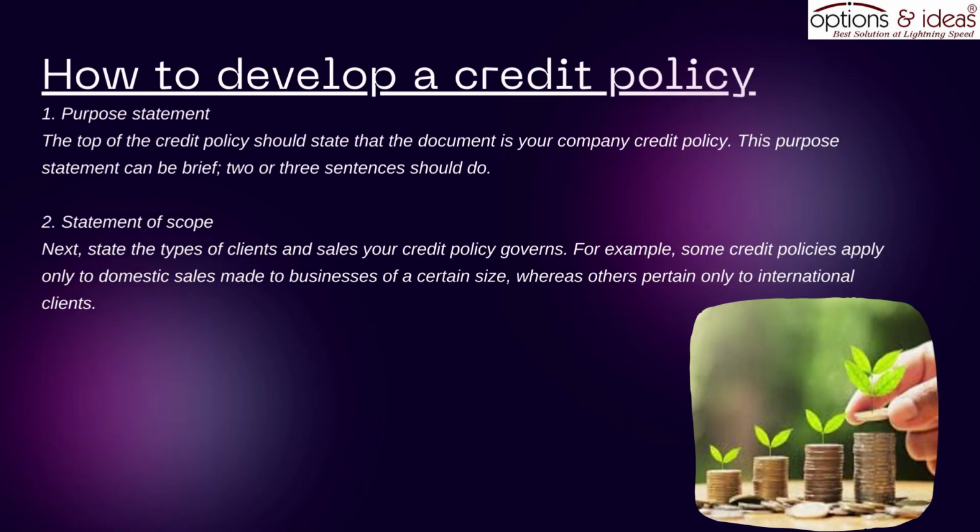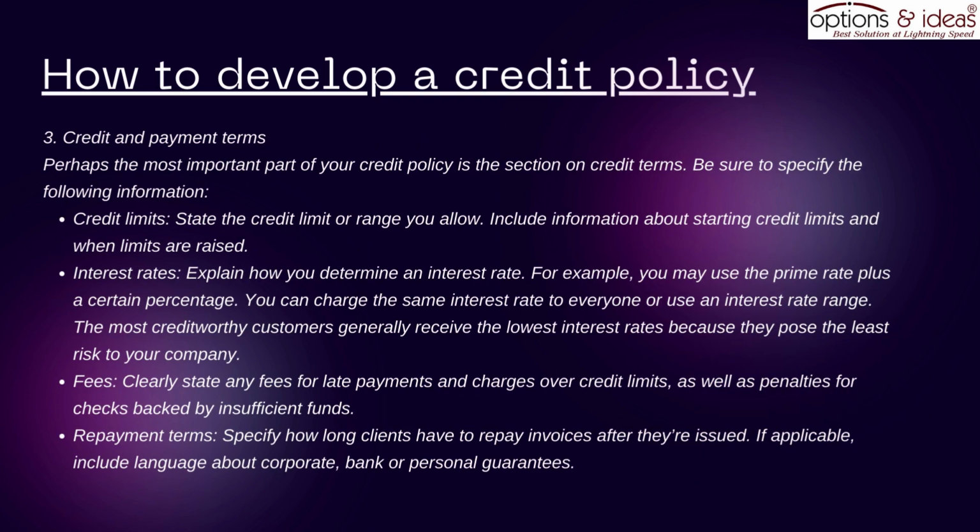How to develop a credit policy. 1. Purpose statement. The top of the credit policy should state that the document is your company credit policy. This purpose statement can be brief. 2 or 3 sentences should do. 2. Statement of scope. Next, state the types of clients and sales your credit policy governs. For example, some credit policies apply only to domestic sales made to businesses of a certain size, whereas others pertain only to international clients.